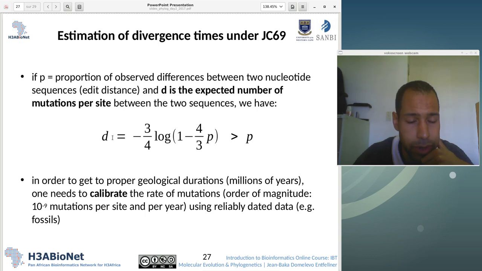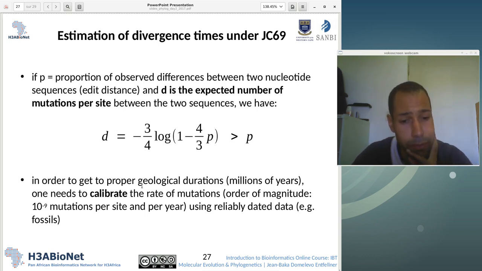So what it says is that the expected number of mutations per site is greater than what we actually see in terms of observed differences between 2 sequences of aligned nucleotides. So keep in mind that when you just consider the observed differences between 2 nucleotide sequences, you underestimate the real amount of evolutionary divergence in terms of expected number of mutations per site.